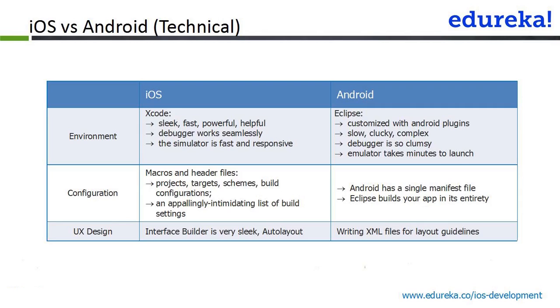This is a general view of the industry. So there are some good features of Android also, very powerful. So let's see. Configuration. When you configure your apps, when you port them to different environments or different systems, iOS has a pretty roundabout configuration because it has macros, header files and projects. So there are a lot of settings, build settings that you have to do, and build configurations. Whereas in Android, there's a single manifest file. And in fact, the IDE does it for you completely.